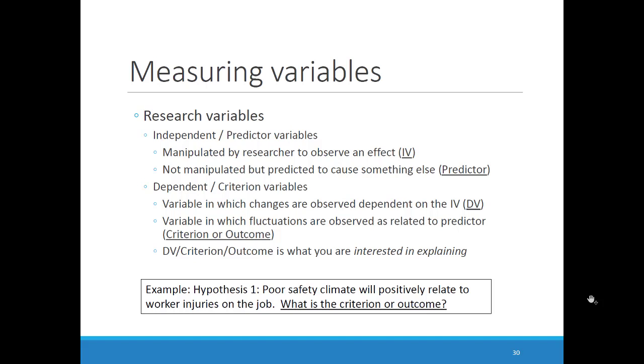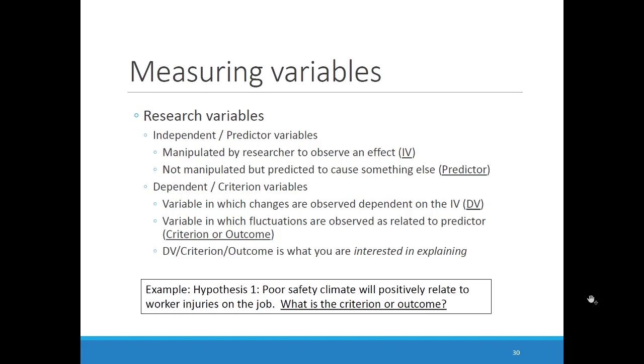So if it's a non-experimental design, this would be considered a variable in which changes are observed as related to the predictor. So for example, we might say that the personality variable of conscientiousness positively predicts job performance. And so the variable of conscientiousness in that case would be our predictor, and job performance would be our outcome.